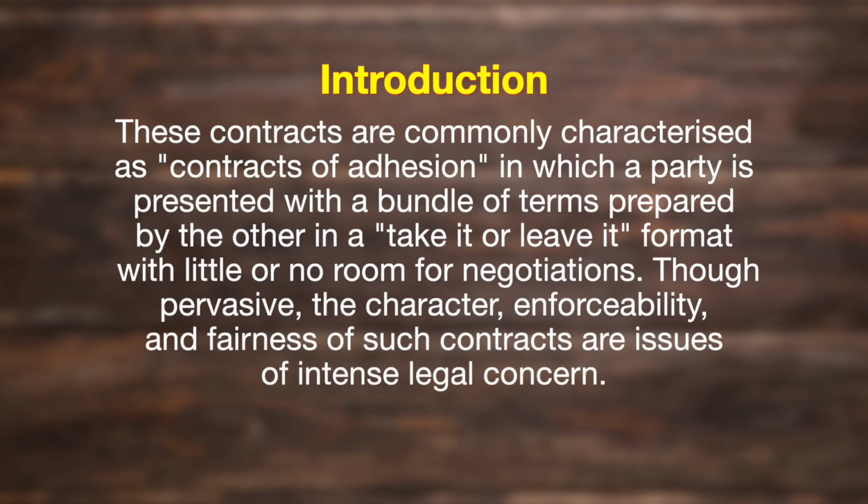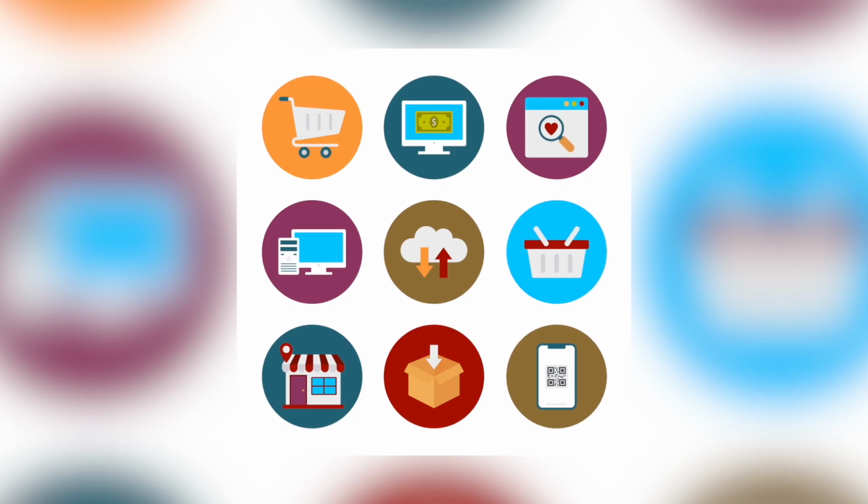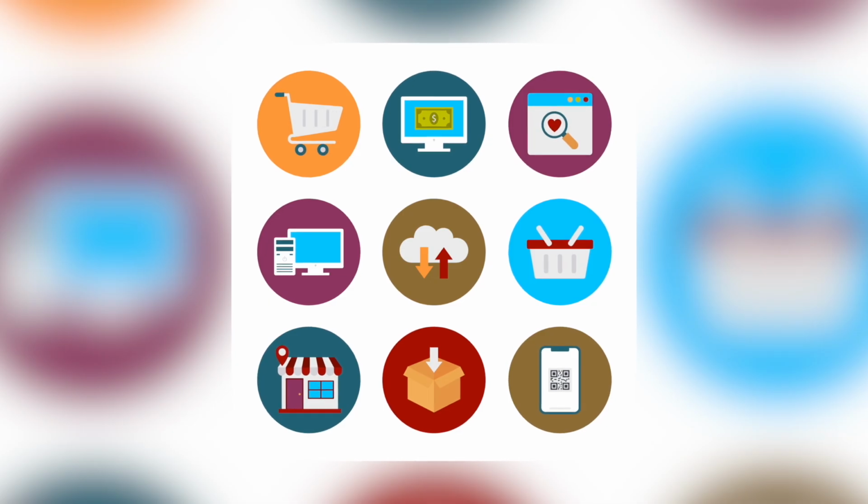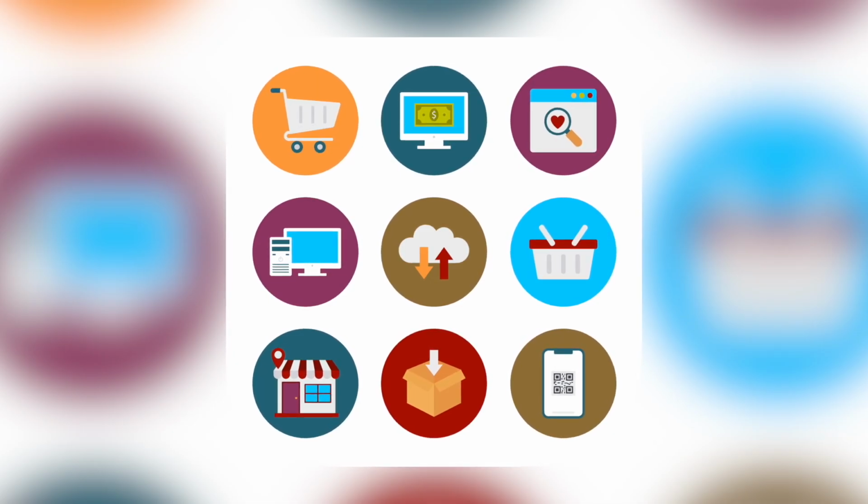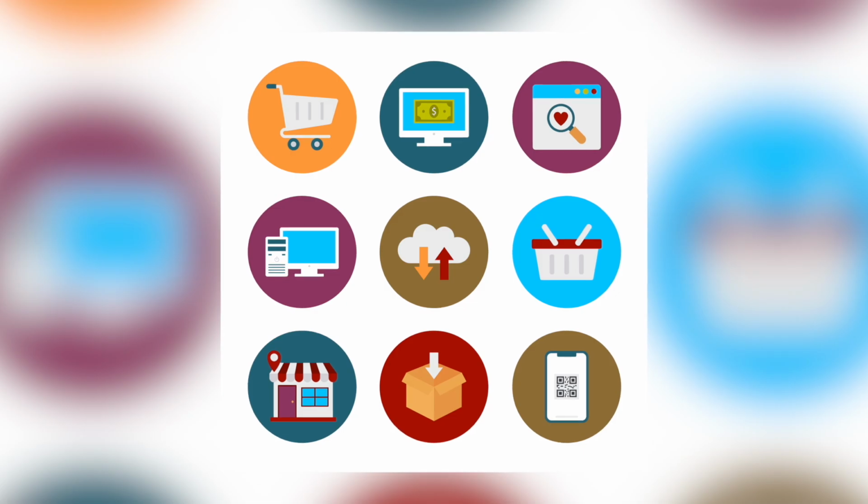These contracts are commonly characterized as contracts of adhesion, in which a party is presented with a bundle of terms prepared by the other in a take it or leave it format with little or no room for negotiations. Though pervasive, the character, enforceability and fairness of such contracts are issues of intense legal concern. The origin of standard form contracts has its root in the growth of mass markets and industrial economies.